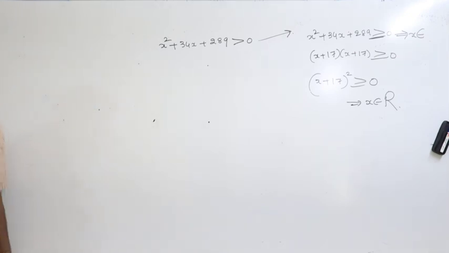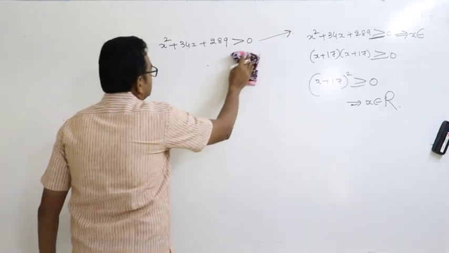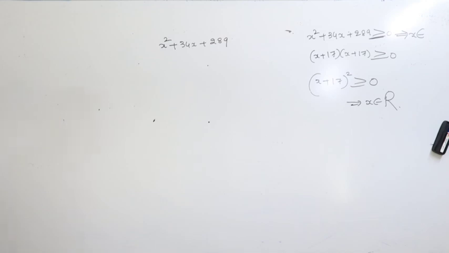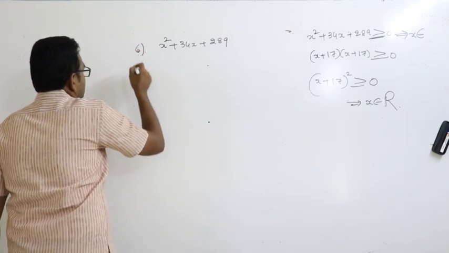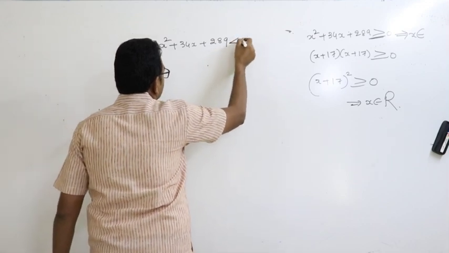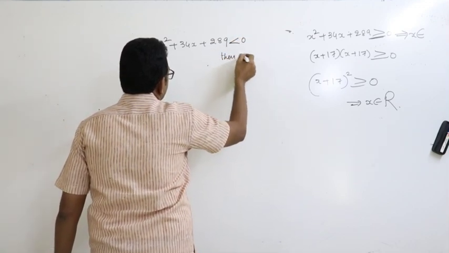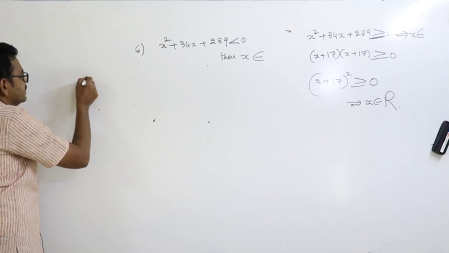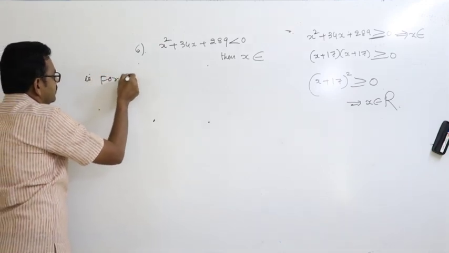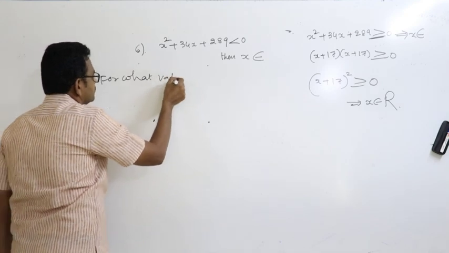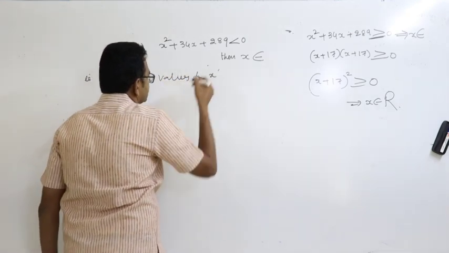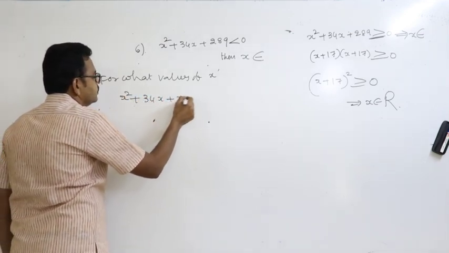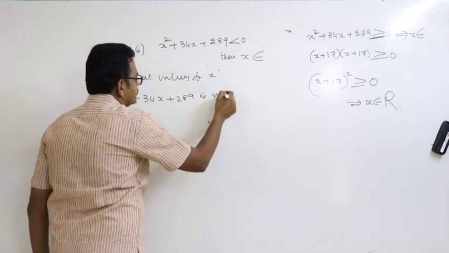And one more question. Next question is: x square plus 34x plus 289 is less than 0, then x belongs to. That is, for what values of x the expression x square plus 34x plus 289 is negative.